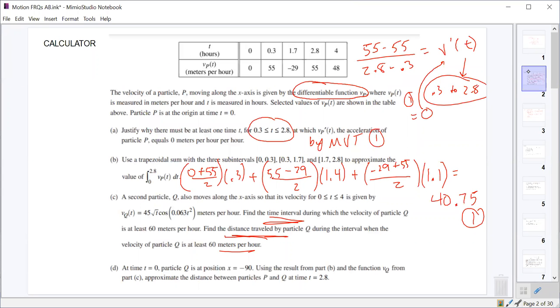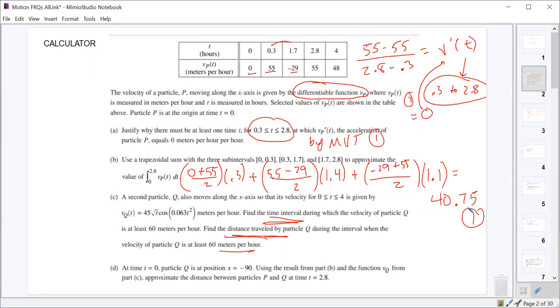For part B, we were just doing a trapezoidal sum, and since the subintervals weren't equal, it was base 1 plus base 2 divided by 2 times the length from 0 to 0.3, and then the next one, 55 and negative 29 divided by 2, length of 1.4, and so on. Came out to be 40.75.